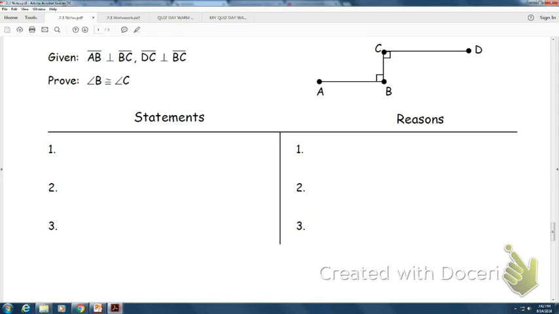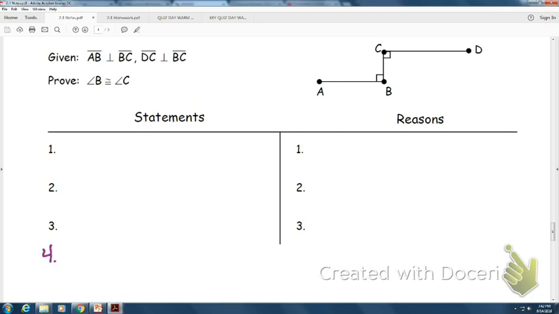Okay. AB is perpendicular to BC. DC is perpendicular to BC. And prove that angle B is congruent to angle C. So notice this one, on here it says 3 steps, but I'm actually going to make it 4 steps. Okay, so you can add a step 4.